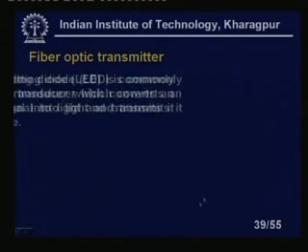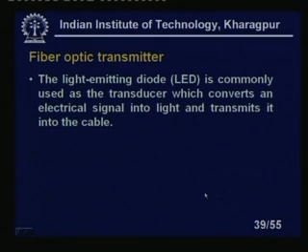Fiber optic transmitter, let us come to that. The light emitting diode, LED, is commonly used as a transmitter. Usually LED is used for the multimode fiber, but for the monomode fiber we have to use laser. Please note, because the light should be very much directional. In fact, you will find that launching the light in a fiber optic cable is a very, very difficult task. We have a lot of connectors and all those things.